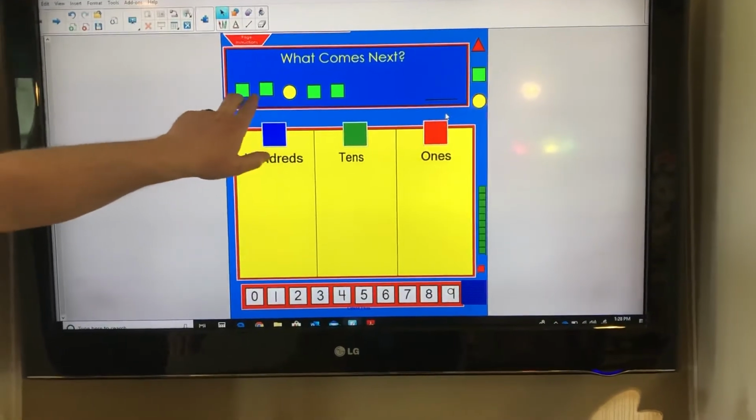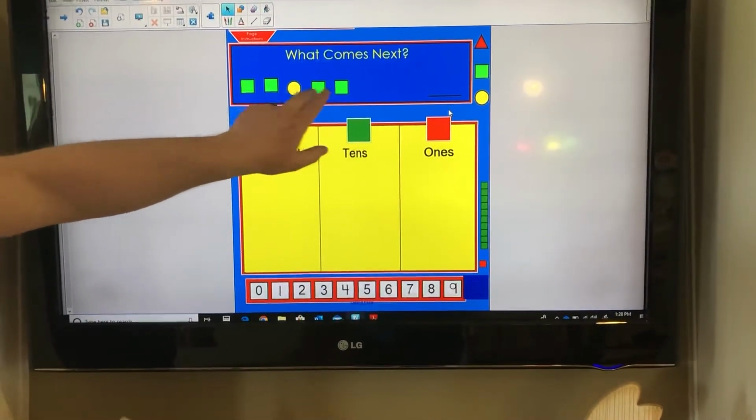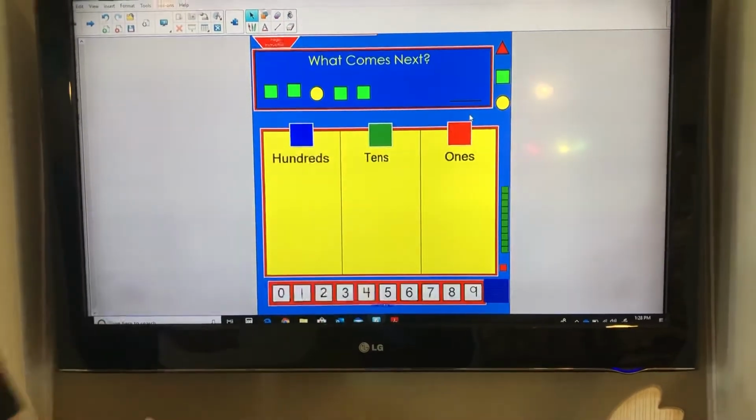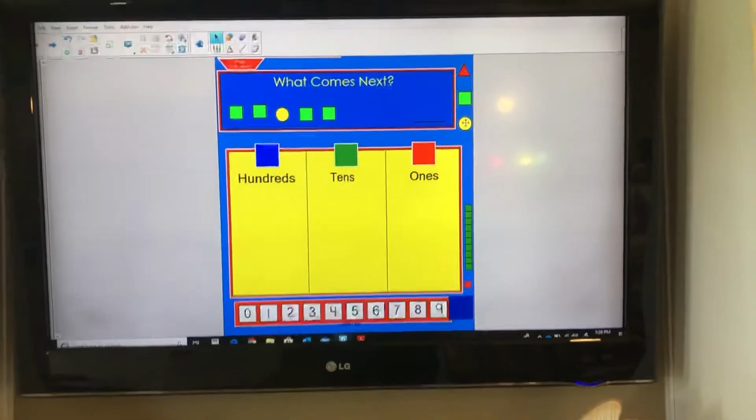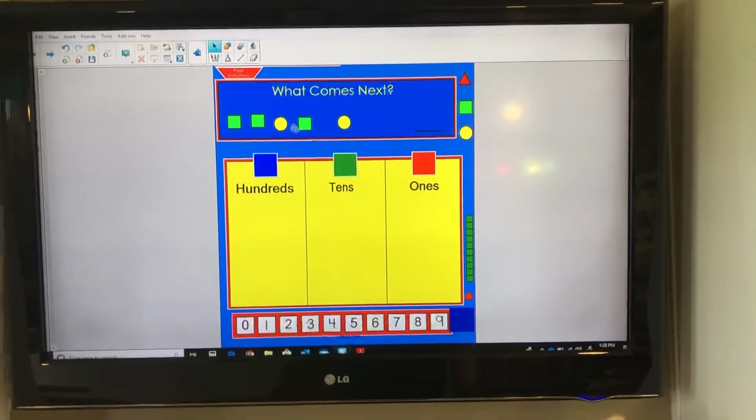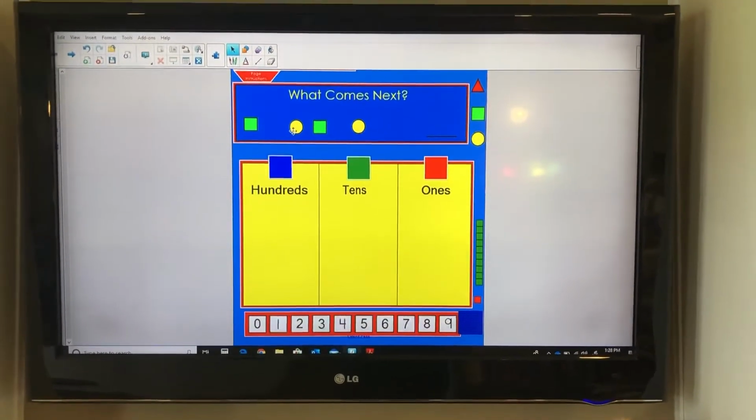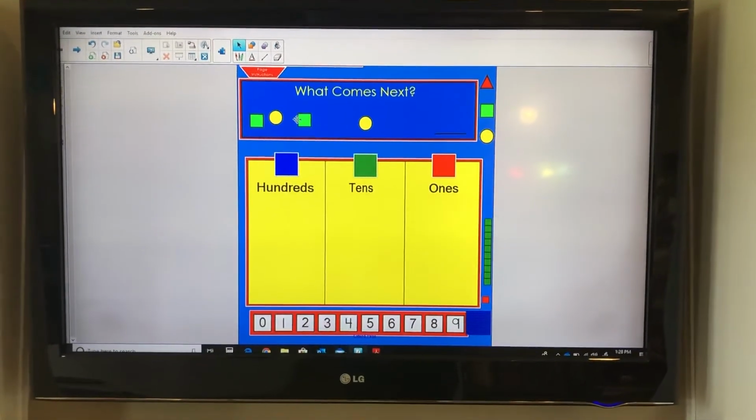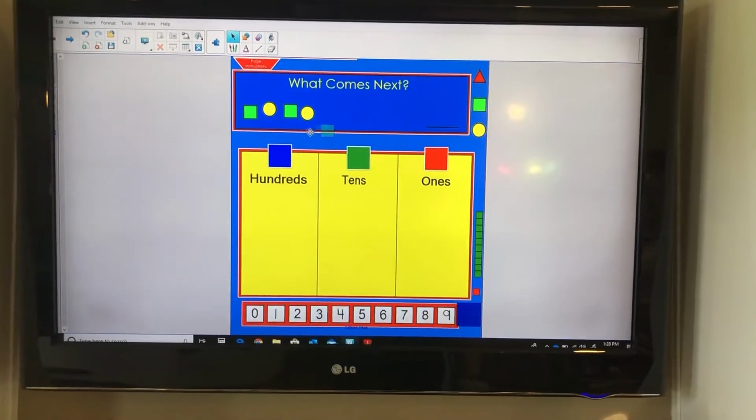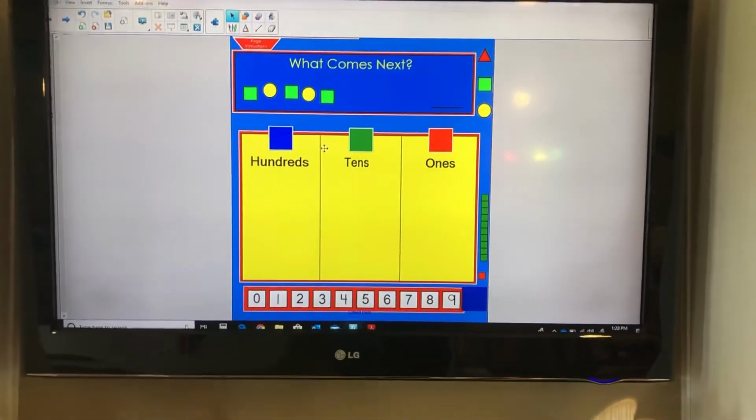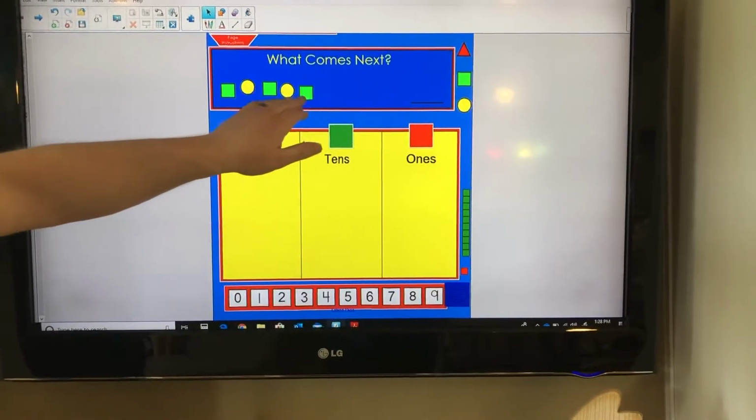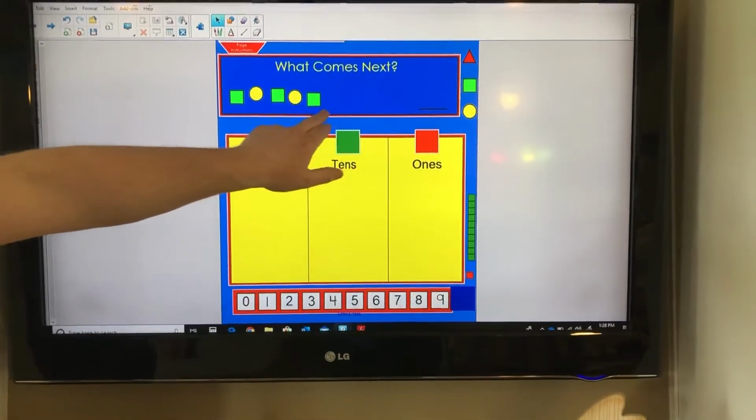So when you have two of the same and then one different, when you have two the same again, you're going to go to your other one. So we would move another circle in here. And now we'll do a little different. So this time we have square, circle, square, circle, square, circle would come next.